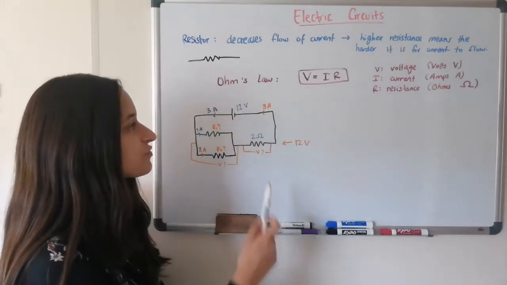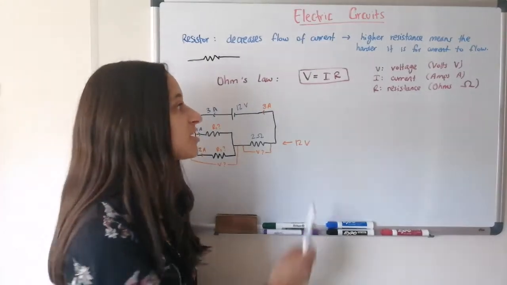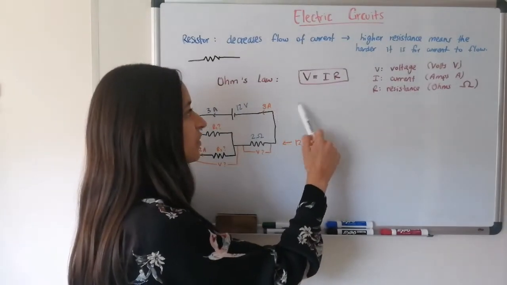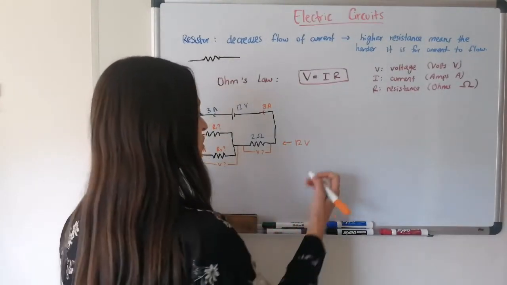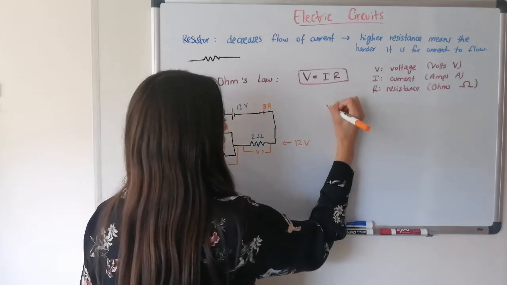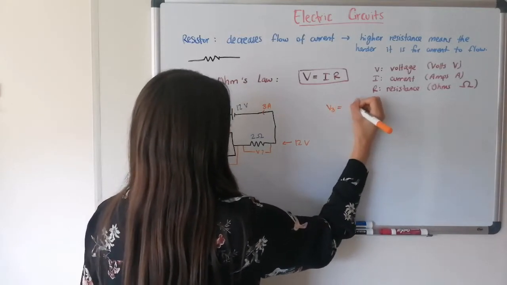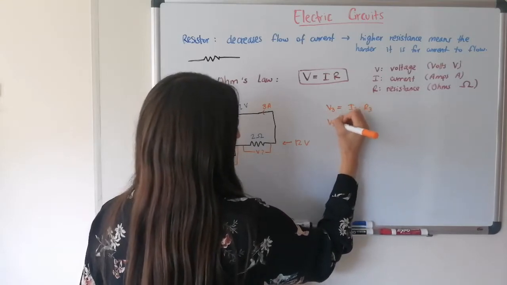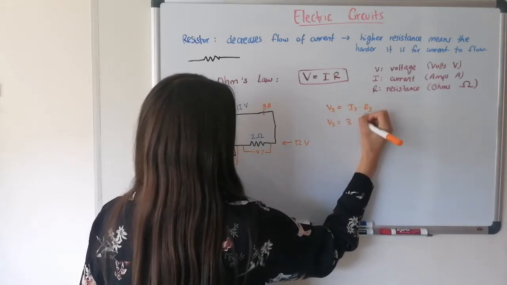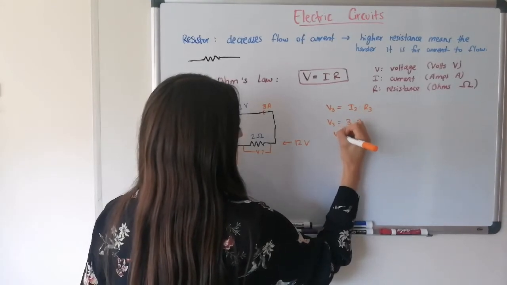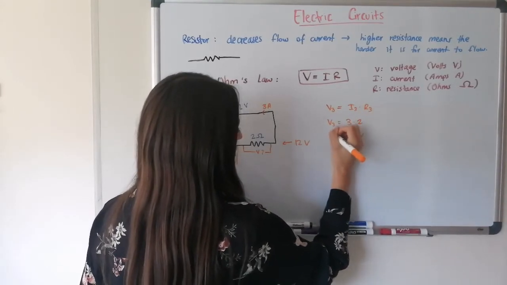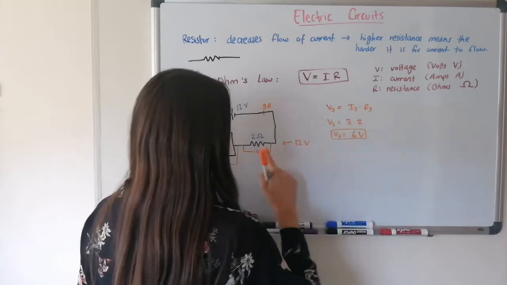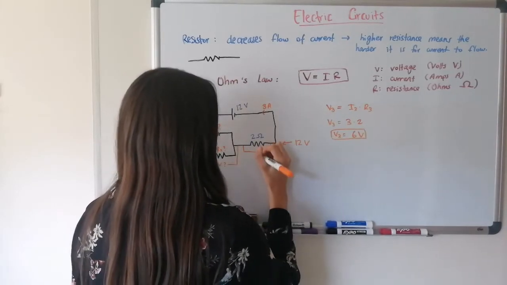So to figure out this voltage, we can use Ohm's law because we do have the current, which is 3, and the resistance, which is 2. So this voltage, which we can call voltage 3, is equal to the current 3 times the resistance 3, which is, in this case, 3 amperes times 2 ohms, which is 6 volts. So we figured out first that this over here is 6 volts.